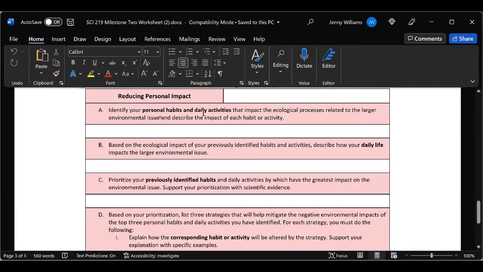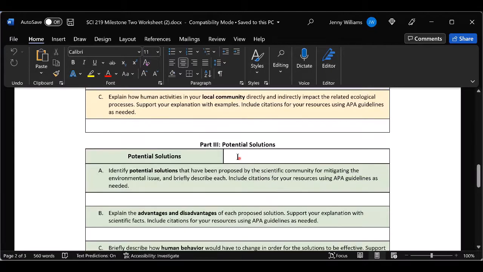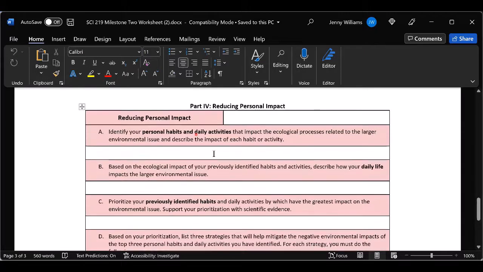So for instance, this says, identify your personal habits and daily activities that impact the ecological processes related to the environmental issue. So you'll have to go back to your processes that you chose and talk about how you are impacting those processes. So how are you impacting the water cycle? How are you impacting nutrient cycles, the community dynamics, or the energy flow? And you're going to describe what it is that you're doing and how it's basically harming that ecological process.